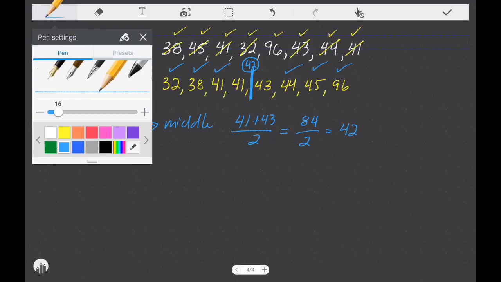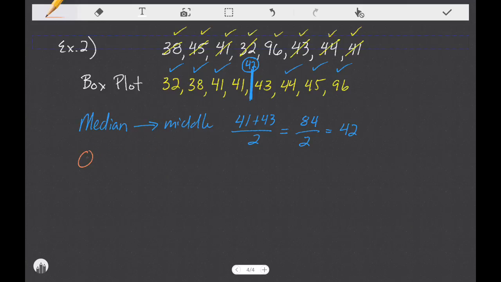Now we'll do orange here, we want to find our quartile 1, which again is the middle, and that's going to be the middle on the left, or on the lower side. So I have used 42 as my median, and so now I'm going to check off 41 and 32, and I'm going to work my way towards the middle on the left hand side, and again I'm stuck with 2 numbers. I'm stuck with 38 and 41.